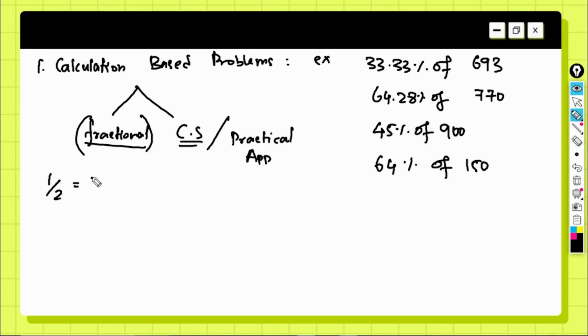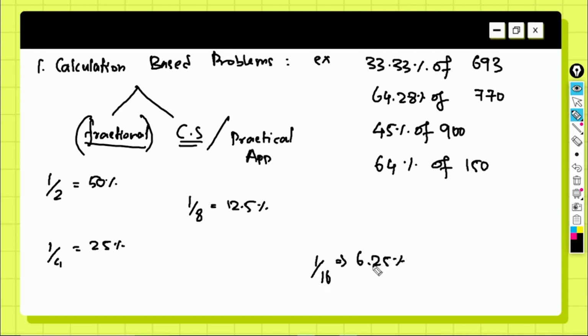1 by 2 is 50 percentage. Half of 1 by 2 is 1 by 4, which is 25 percentage. And half of 1 by 4 is 1 by 8, which is half of 25, 12.5 percentage. And half of 1 by 8 is 1 by 16, which is going to be 6.25 percentage. Okay. And 1 by 3, 100 by 3, is 33.33 percentage.